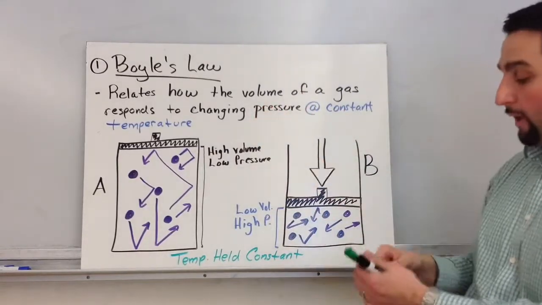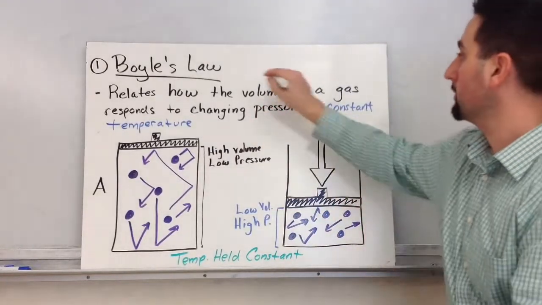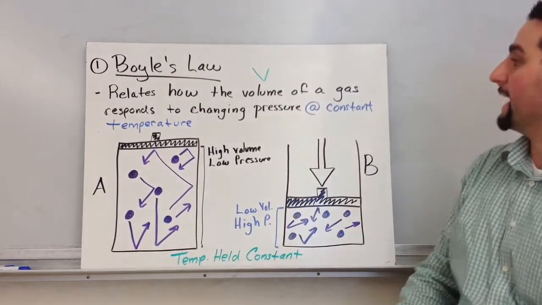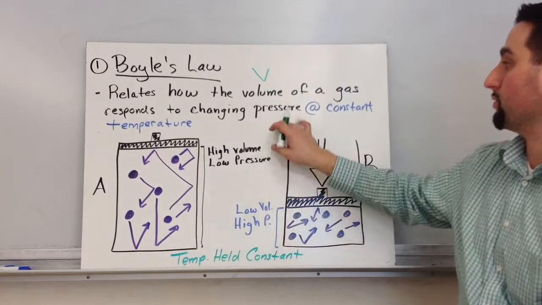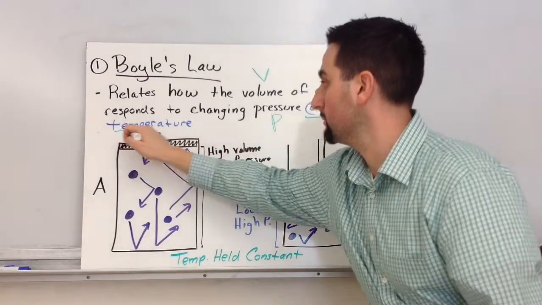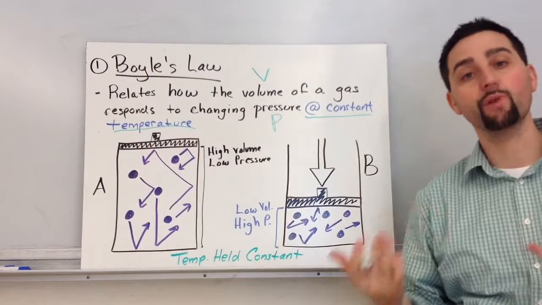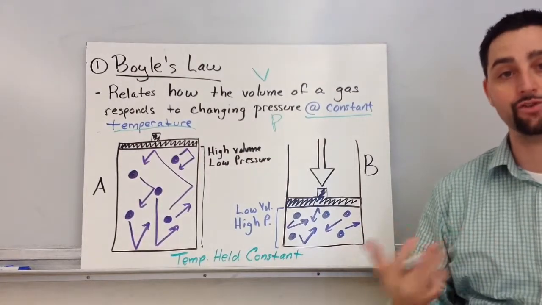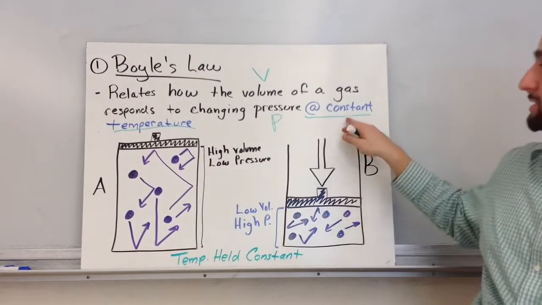So Boyle's law, just to give you a little background, here's what it is by definition. It relates how the volume, V, of a gas responds to a change in pressure, P, but the temperature stays constant. So how do the pressure and volume change with a constant temperature?